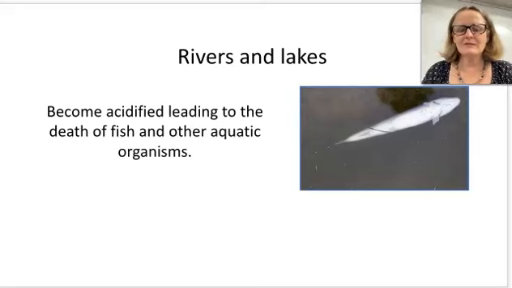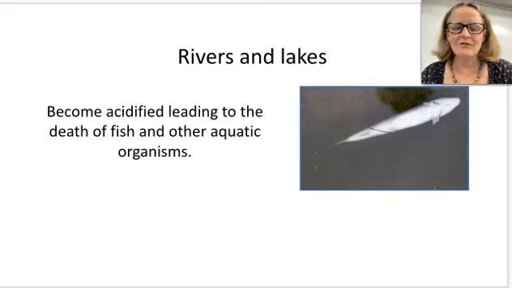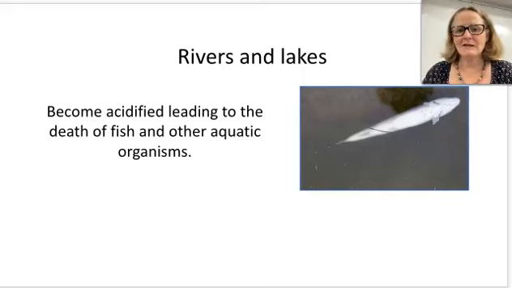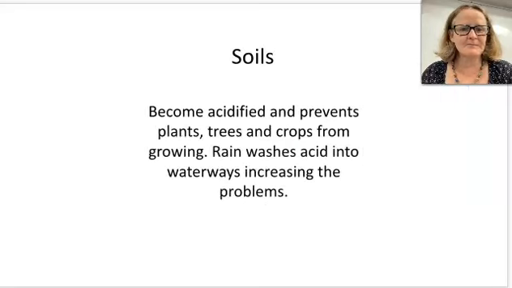In rivers and lakes, the water can become so acidic that fish die. And they're not the only things that die. Other aquatic organisms will die, and anything that eats the fish and relies on them as a source of food will also suffer, because we know all about food chains. The soil becomes very acidic, and then the trees and other plants that are growing can't take the nutrients from the soil, and the acid rain can also wash from the soil into the waterways.